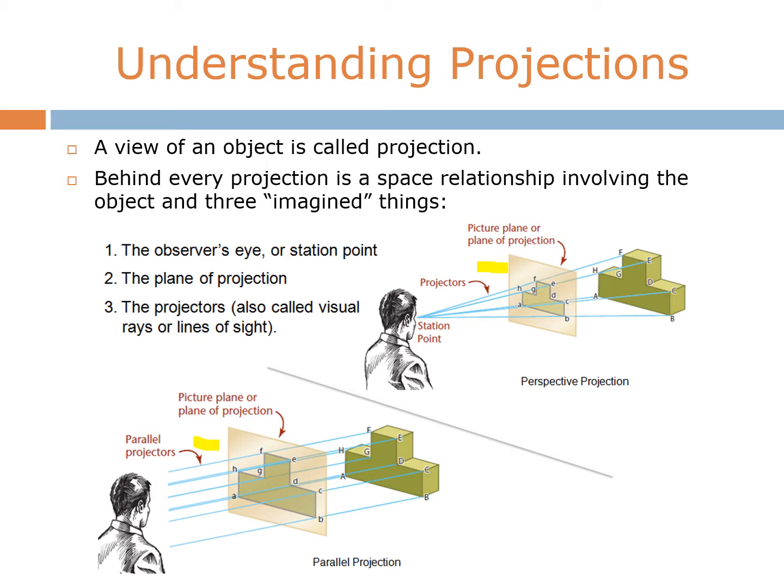The third thing is, what are the projectors? The projectors are the rays of light that you use to project the object, such as the parallel ones. If you look at the parallel projection, you can see all the lines are parallel with each other. And the perspective has different projectors because they all originate from the eye. They're not parallel to each other. That's the main difference between these two ways of doing the projection.